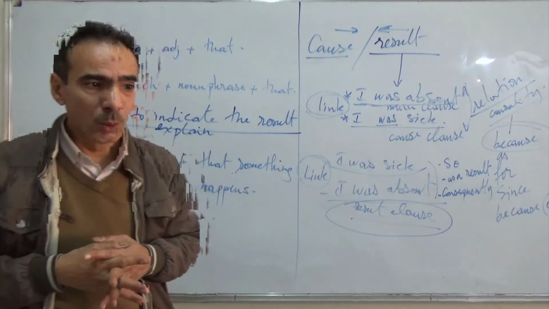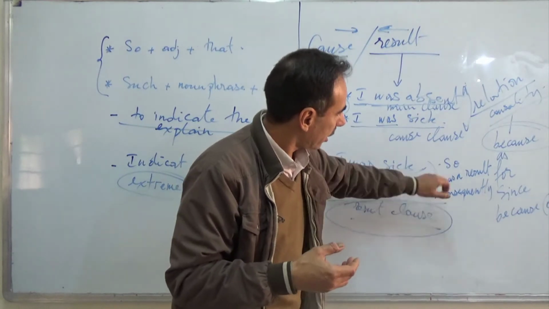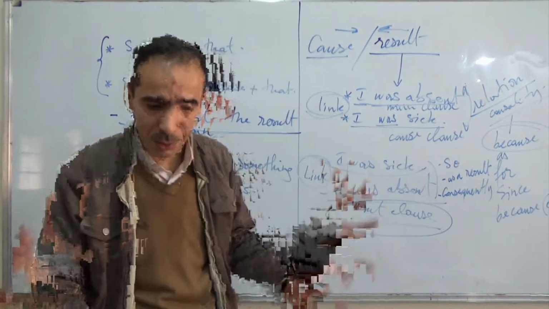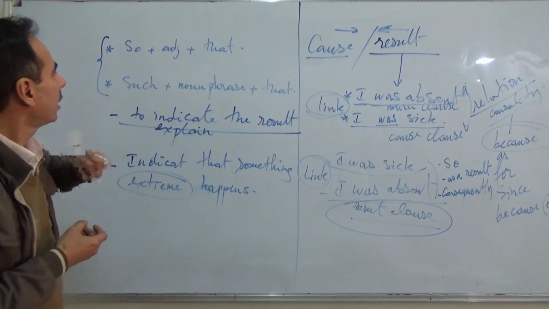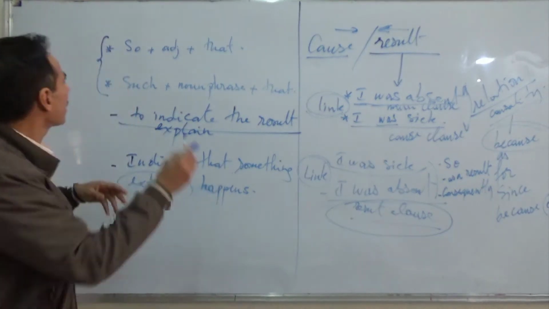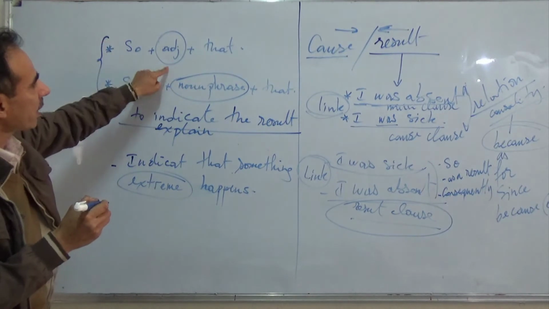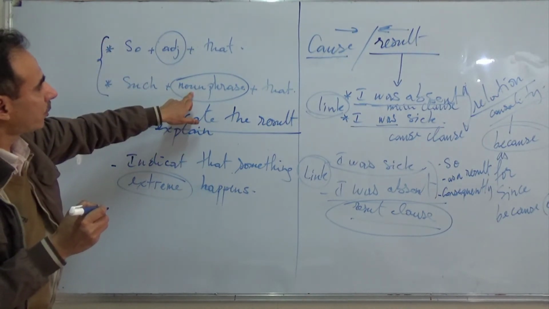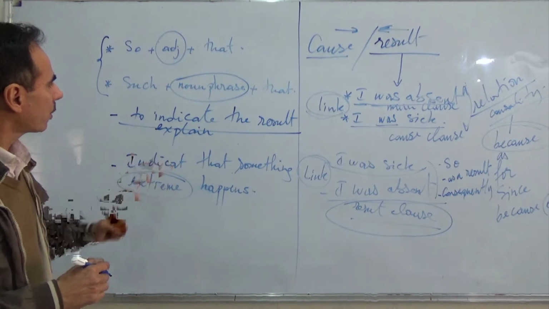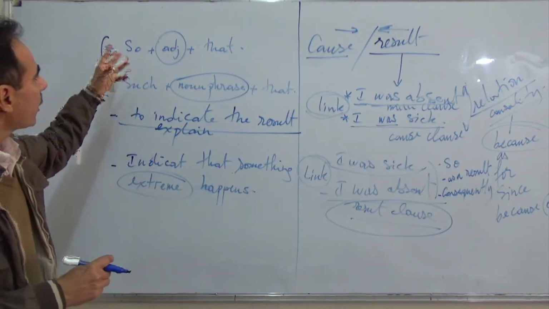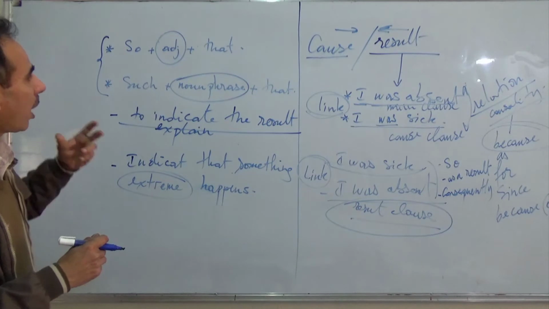Sometimes, when you want to express the result in a very simple way, you use these link words: so, as a result, consequently, as a consequence, etc. Why are we going to use here so plus adjective plus that, or such plus noun phrase plus that? The difference, of course, is just in structure, whether we have just an adjective, one word, or a noun phrase. We are going to see what a noun phrase is later. But before that, I want you to see the use of these two structures and why.